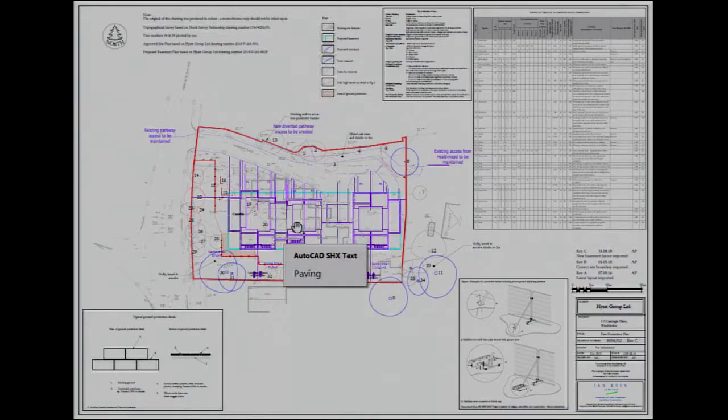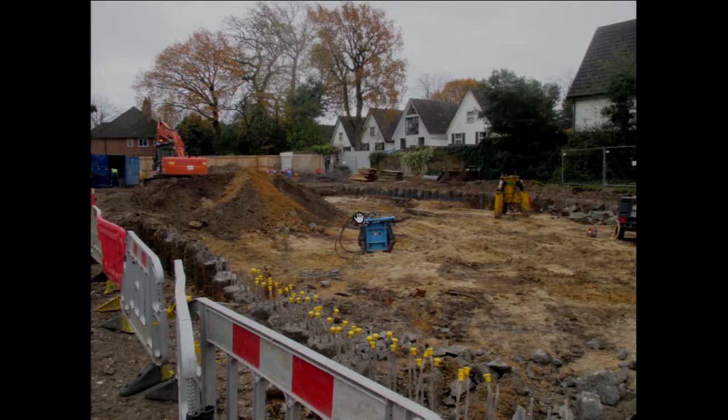This is showing the tree protection plan. In light blue, hopefully you can see the outline where the proposed basement would be compared to the previous one in the darker blue. And that's a site picture from my officer on site. As I say, it is currently a construction site implementing the previous permission.